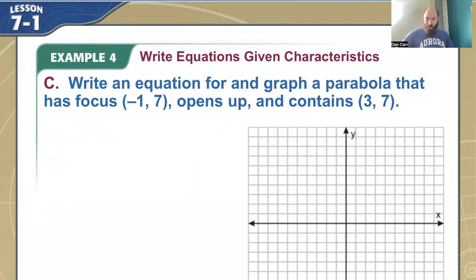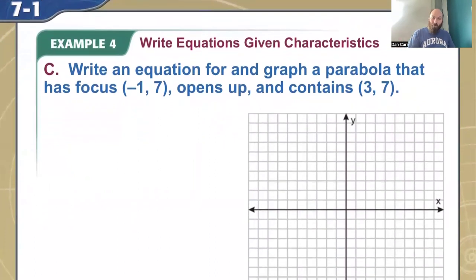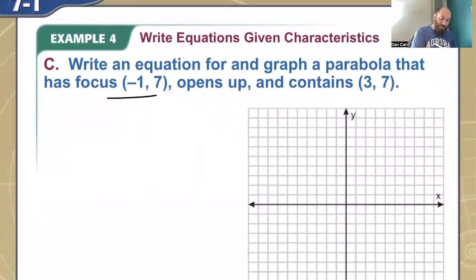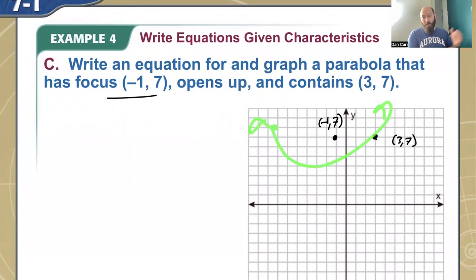So this one's a little bit tricky, but we can still start with graphing what we know. The focus is at (negative 1, 7). So 1, 2, 3, 4, 5, 6, 7. Okay. It opens up and it contains the point (3, 7). So there's my (3, 7) there, and then there's my (negative 1, 7). So if it contains that point, notice how it's opening up. It's going to be a graph that looks like that, roughly.